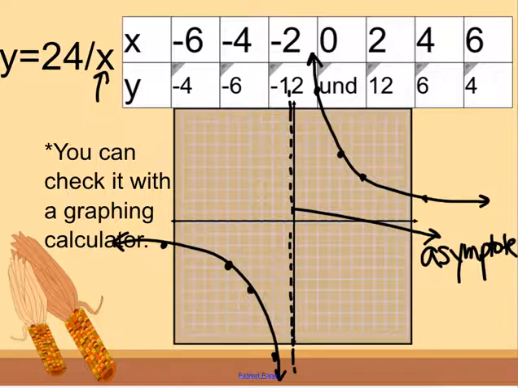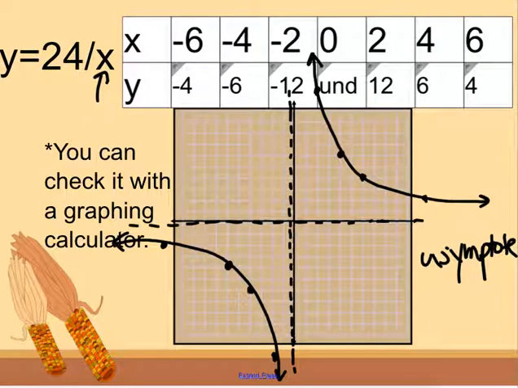Another asymptote that we have on here is actually on the other axis. So we have one as y equals 0, but we also have x equals 0. Sorry, I just switched that. We have x equals 0, that's our vertical line, and then we have y equals 0. What this is saying is that if we have y equals 0, 0 equals 24 divided by x.